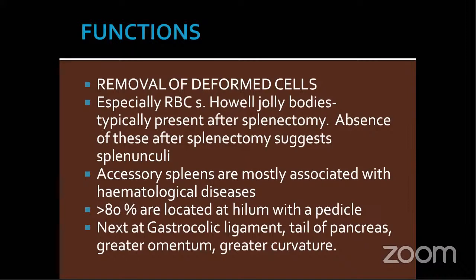80% of the time, these are located at the hilum and they usually have a pedicle. Like the spleen, they have their own vascular supply, that is arterial supply as well as venous drainage. The most common sites are the hilum, next the gastrocolic ligament, tail of the pancreas, greater omentum and the greater curvature. So please remember this order. The most common site is the hilum. Next is gastrocolic, tail, greater omentum and the greater curvature of the stomach.